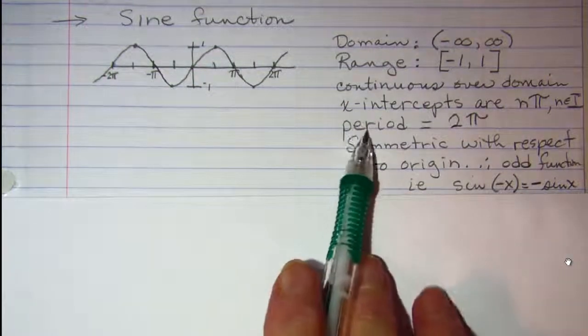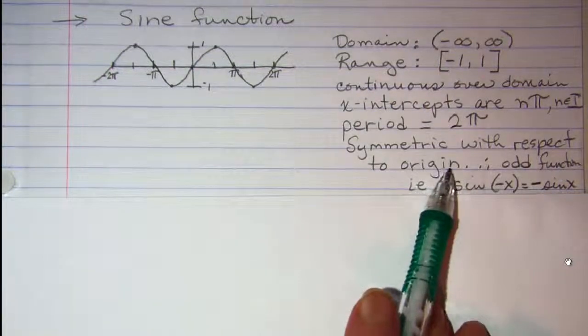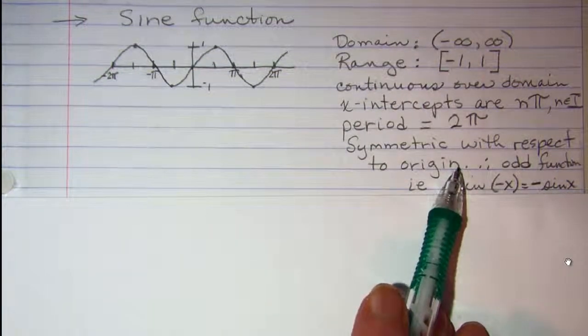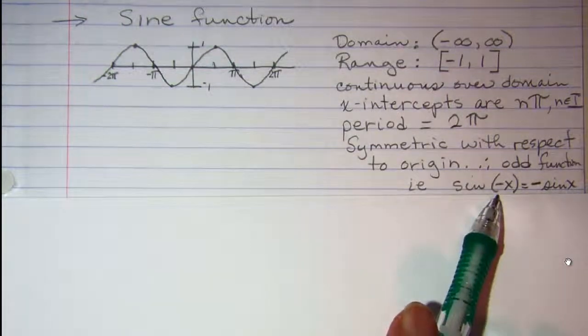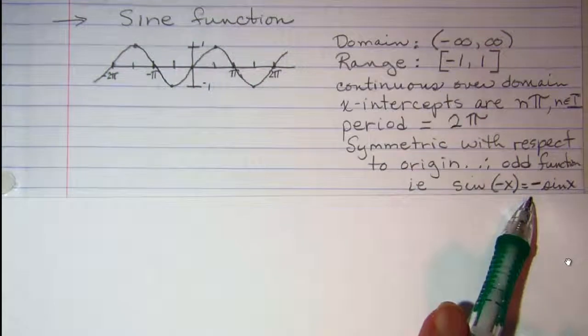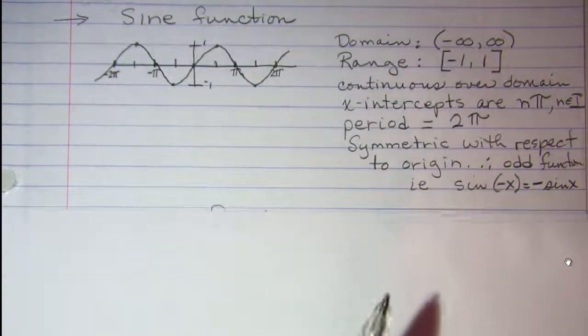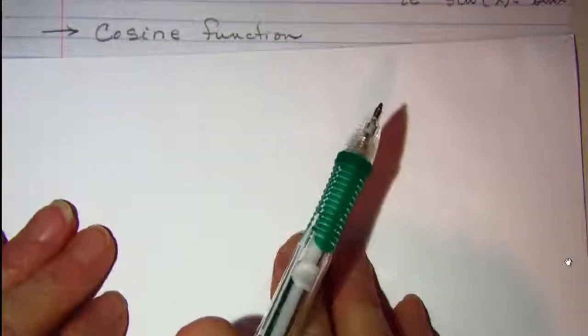Also, my sine curve is symmetric with respect to the origin, meaning that it is an odd function, so that the sine of negative x is equal to negative sine x. Now let's look at the same information for the cosine curve.